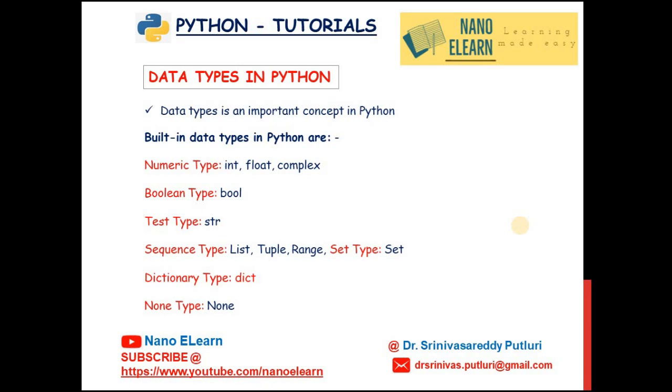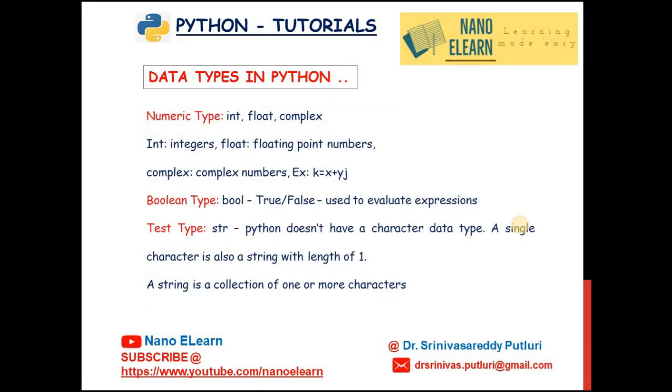What are the built-in data types in Python programming? They are numeric type, which comprises int, float and complex types. Boolean type, which is bool type. Text type, that is, string type comes under text type. Sequence type comprises list, tuple, range. And we have set type, which comprises the set type. Dictionary type consists of dictionary. None type has the none data type.